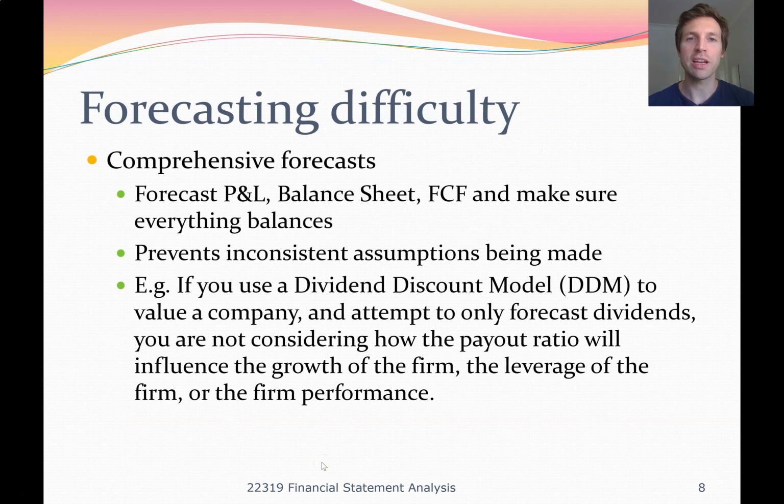A really common mistake people make when they're forecasting business performance is they don't do comprehensive forecasting. They may be doing something like a dividend discount model and they choose to only forecast the dividends into the future. Or they might be valuing the company using a discounted cash flow model and they only choose to forecast the free cash flows into the future.